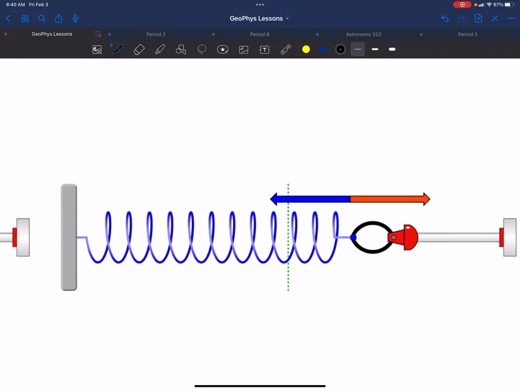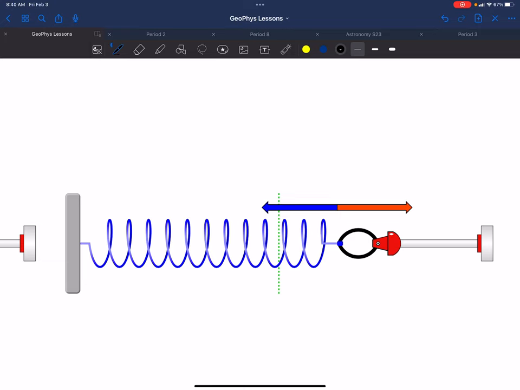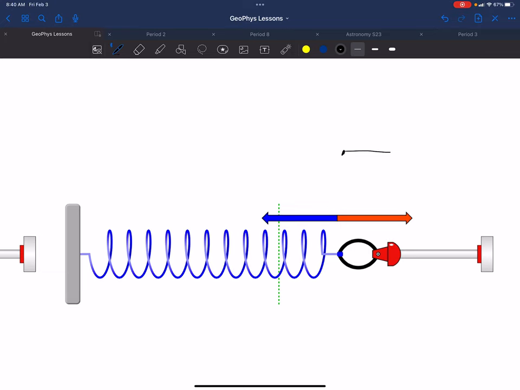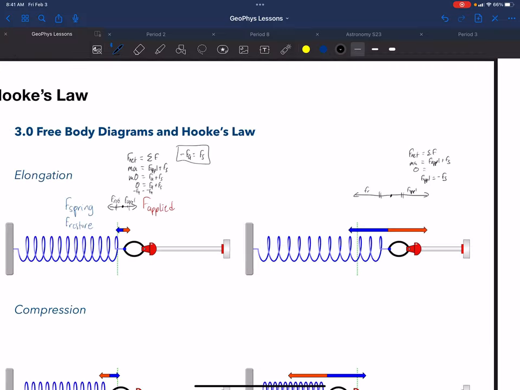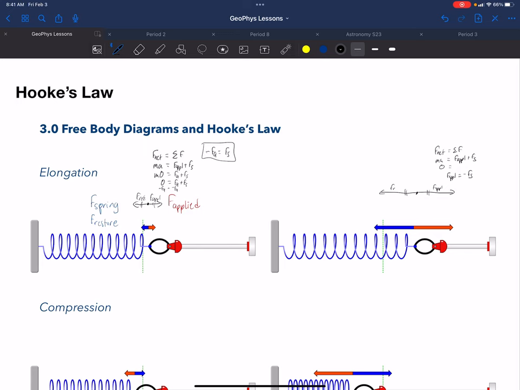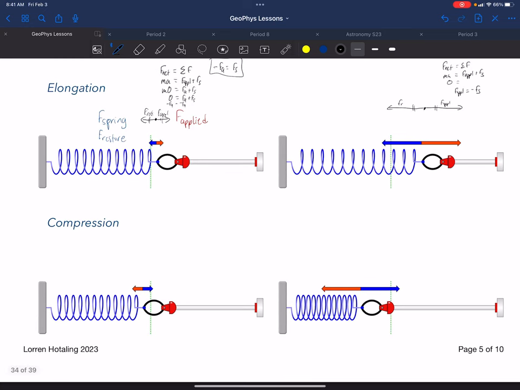Now, when we look at this second case here, we look at what we would draw as a free body diagram, and we can see that the force applied is much larger. And we can see the restoring force is much larger. But again, when we add up the forces using Newton's second law, we can see the acceleration is again zero. So we see the force applied is equal and opposite to the force of the spring. So no matter how large the force is applied, the force of the spring will be equal and opposite to it. Now, when we do compression, we can see the same thing.